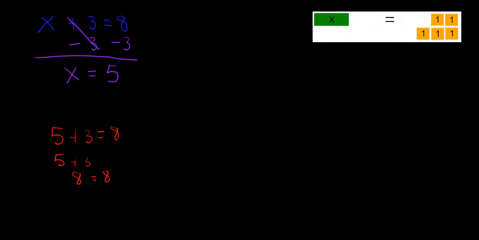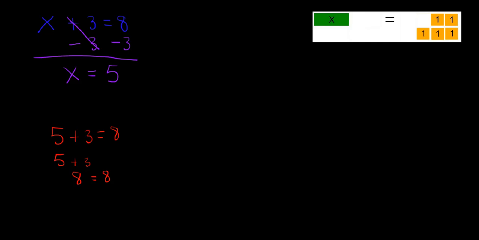As you can see, x is now equal to 5 because I took 3 away from one side of the equation and 3 away from the other side. That's why this method works. Now let's go ahead and do a couple of practice problems.